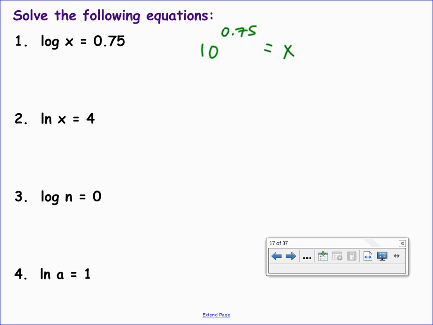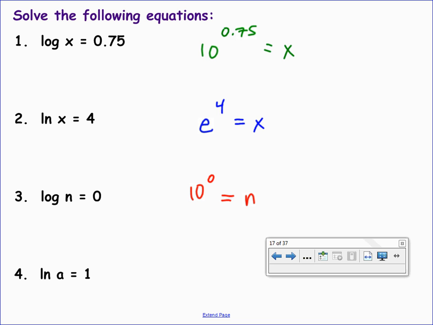What's the invisible base on a natural log, ln? Get ready and tell the class when I call you. What's the invisible base on an ln, natural log? Margot? E. E, good. So as a power statement, this would be base e to the 4th equals x. And number 3, the invisible base on a common log is what? Will? 10, absolutely. So as a power statement, this is base 10 to the exponent 0 equals input n.